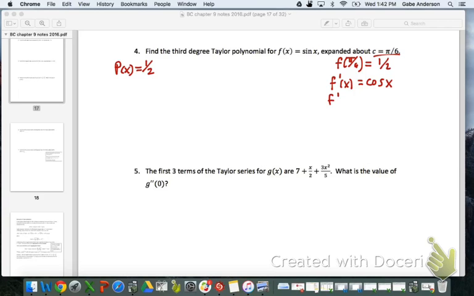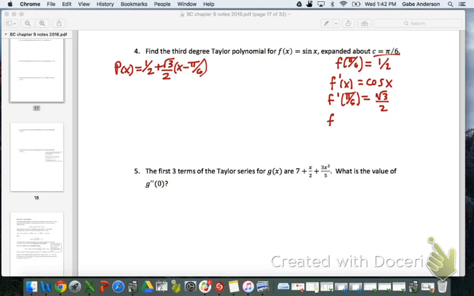So f prime of pi over 6 is equal to cosine of pi over 6, which is root 3 over 2. So my next term is going to be plus root 3 over 2 times x minus pi over 6. Okay, we're up to the first degree. Got 2 more degrees to go.